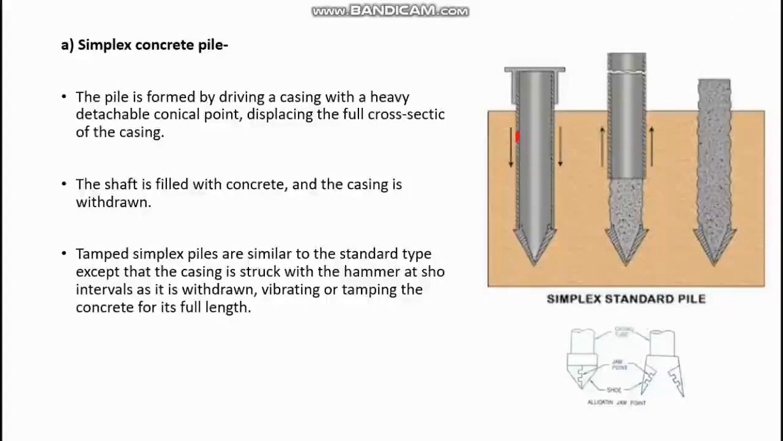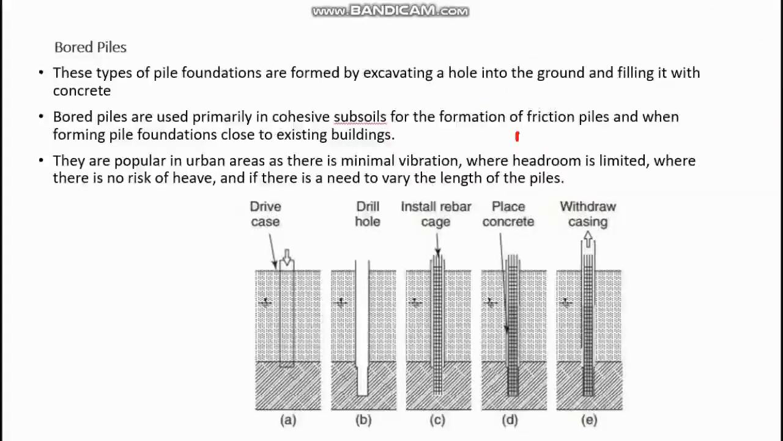Then further, as we saw the driven piles, we have bored piles as well. In the bored piles what happens is basically there is this driving casing. Okay, so these types of pile foundations are formed by excavating a hole first. Okay, this kind of hole is first formed by driving a casing into the ground and then filling it with concrete. So before doing that, the steel reinforcement is to be placed.